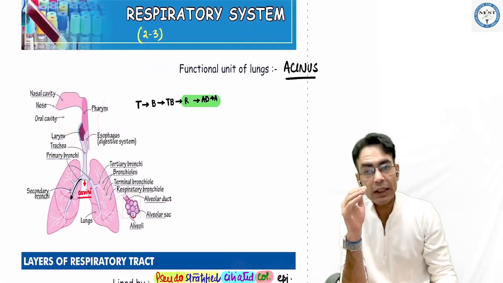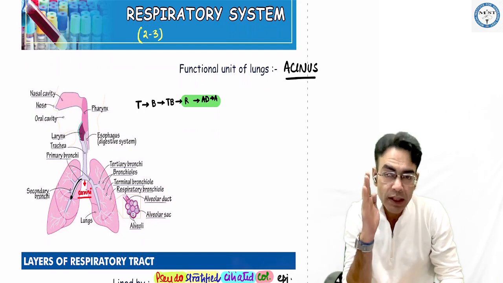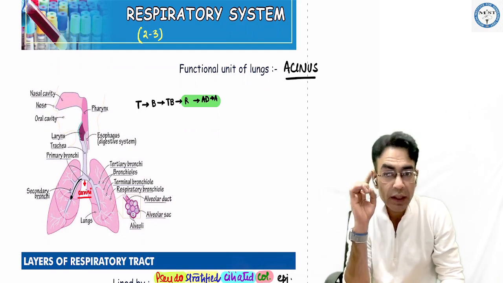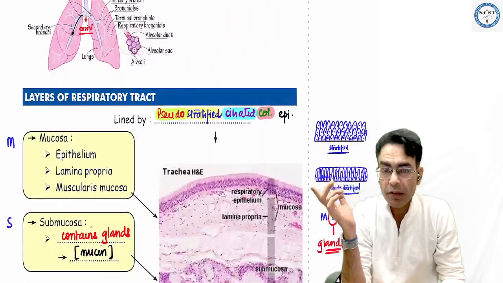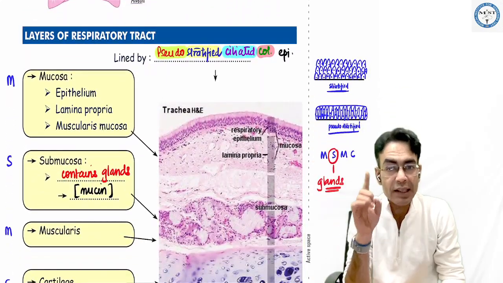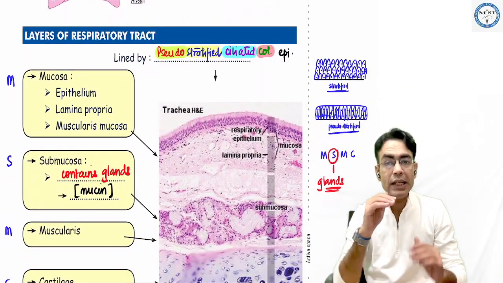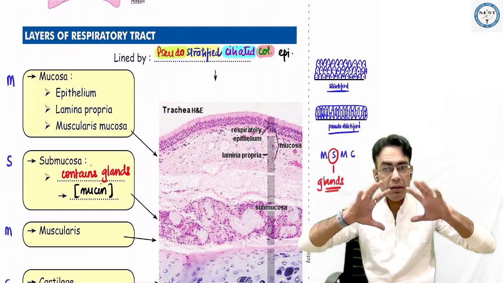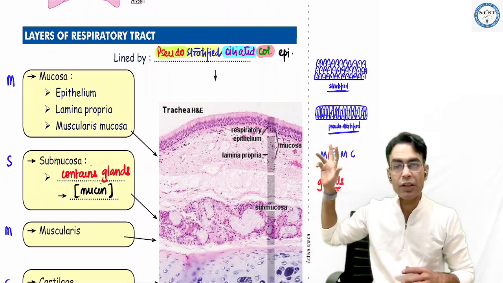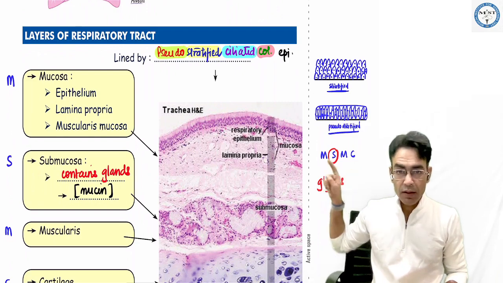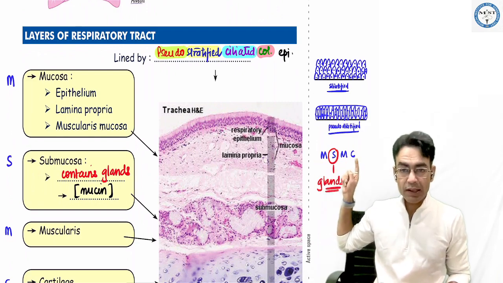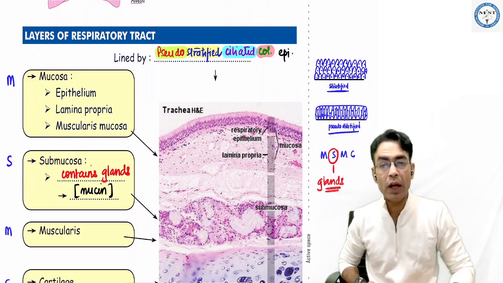Now we know that our right bronchus is a little vertical as compared to left bronchus, and that is why the foreign body gets dislodged there. In the respiratory tract, the epithelium is pseudostratified ciliated columnar epithelium. You see single layer, which looks like multiple layers. That is why pseudostratified. The layers are in which sequence? MSMC. The mucosa, submucosa, muscularis, cartilage, and in the submucosa you have glands.